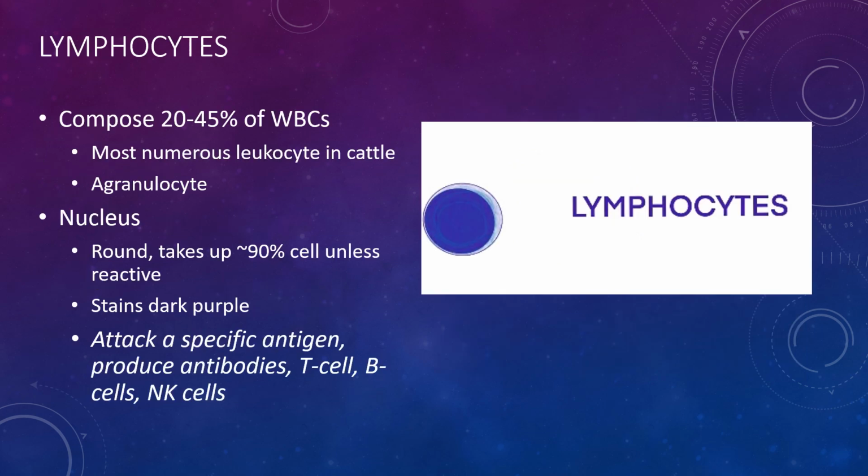Lymphocytes, which may live for months to years, compose 20 to 45% of our white blood cells. They're the second most numerous white blood cell, except in cattle. They're agranulocytes, meaning they don't have granules, and their nucleus is round and takes up about 90% of the cell. Unless they're reactive, you may see more cytoplasm. They attack specific antigens, produce antibodies, and differentiate into T cells, B cells, and natural killer cells.